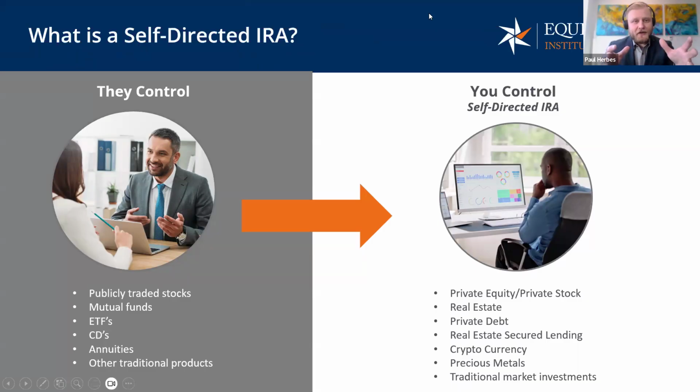Now, what's really going to differ here is what that custodian is going to allow you to invest into. If you take a look at other custodians, Fidelity, Schwab, JP Morgan, T. Rowe Price, the list goes on and on. Those are going to be more traditional custodians that are focused on the public markets specifically. Those being mutual funds, exchange traded funds, CDs, bonds, annuities, and the like.